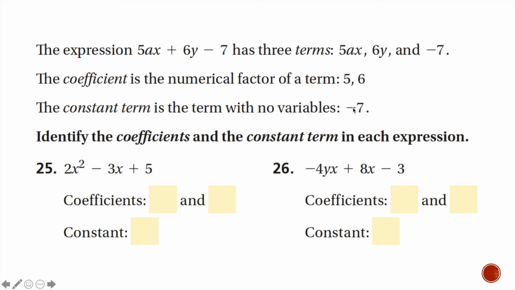The expression 5ax plus 6y minus 7 has 3 terms. You have the 5ax, the 6y, and the -7. Notice the terms are being separated by an addition or subtraction sign.